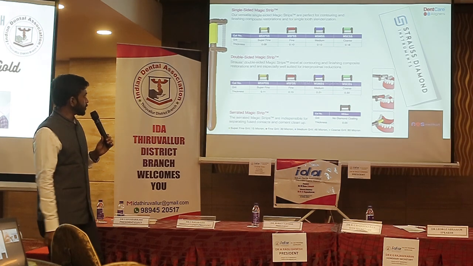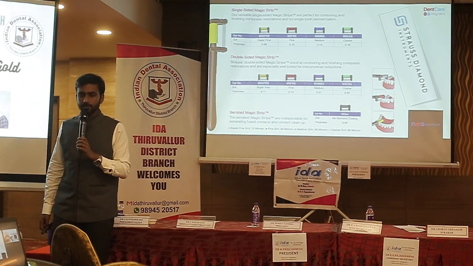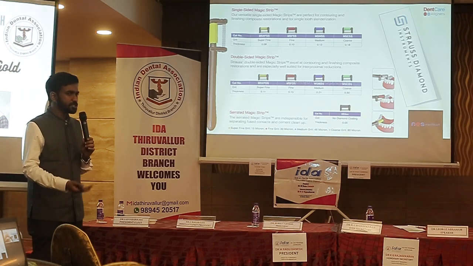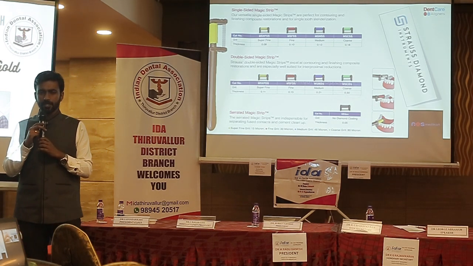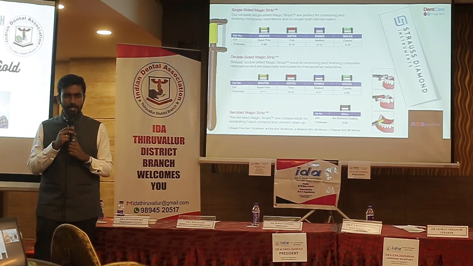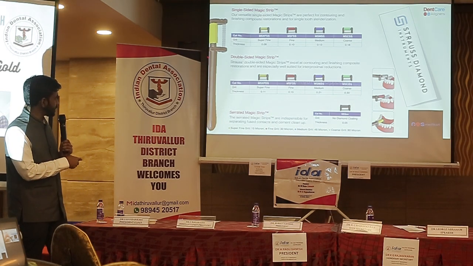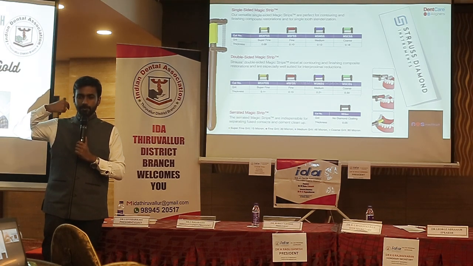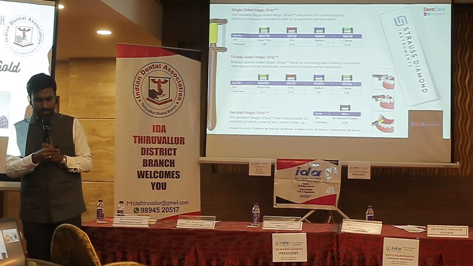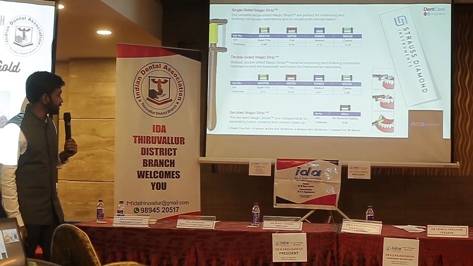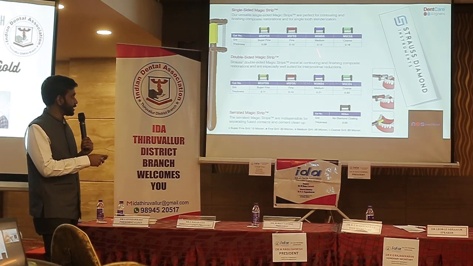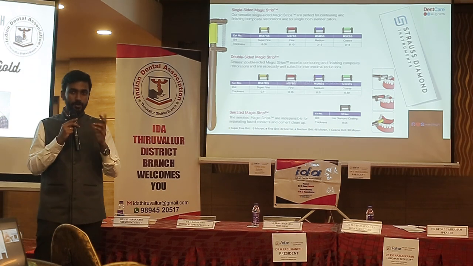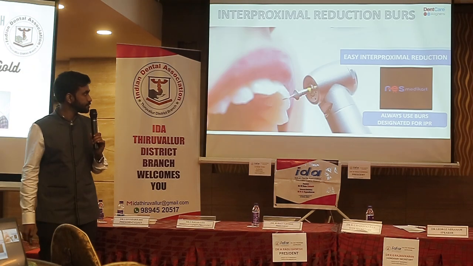So this is the Strauss & Co strip that I was talking about. It is available as a single-sided and double-sided strip. There are other companies' strips also available in the market, so based on your convenience you can purchase. But the advantage with this strip is that the handle is long, so it's very easy to cut in the posteriors and all. So if you are interested, you can buy this one also. And if you follow the correct color coding properly, then definitely you can do a very good job in IPR.